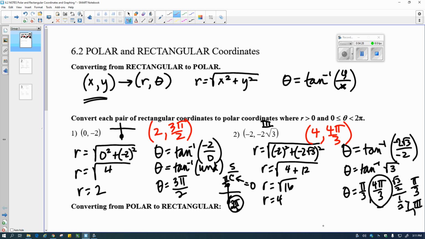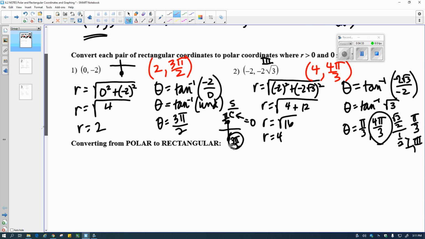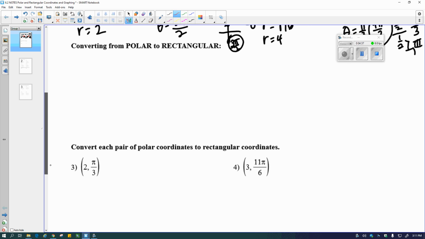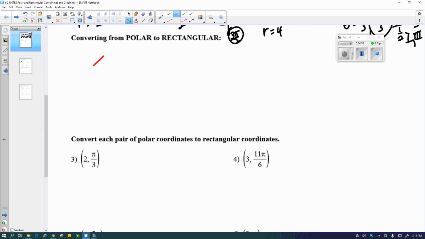Well, today we're going to go the other direction. We're going to convert from polar to rectangular, and we use a couple of formulas for that as well. So I'm going to draw my right triangle that we've used in the past and put my theta in, label my x as the horizontal, my y as the vertical, and r is my hypotenuse. And we've seen this picture before. We're going to look back at SOHCAHTOA.